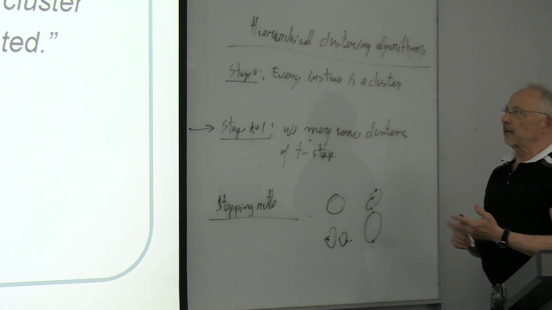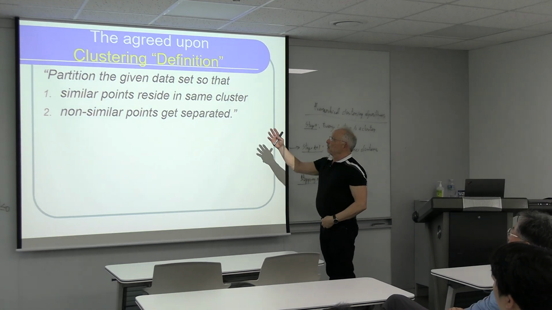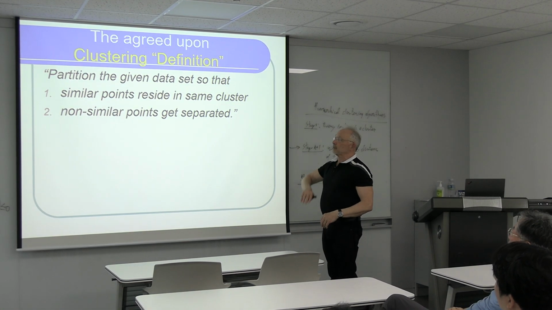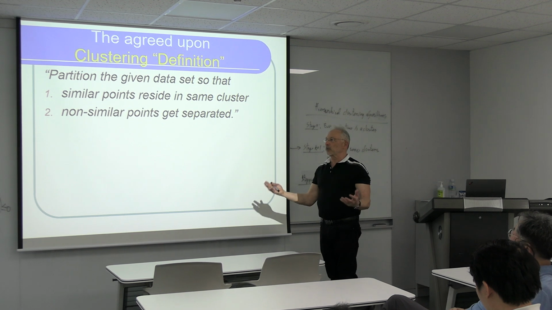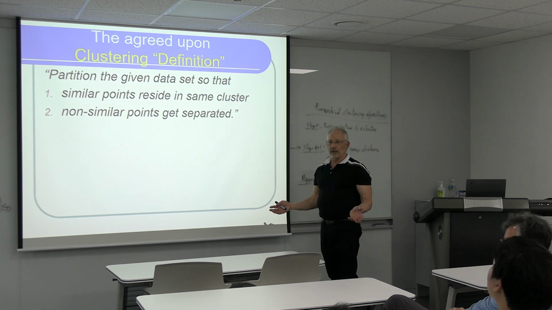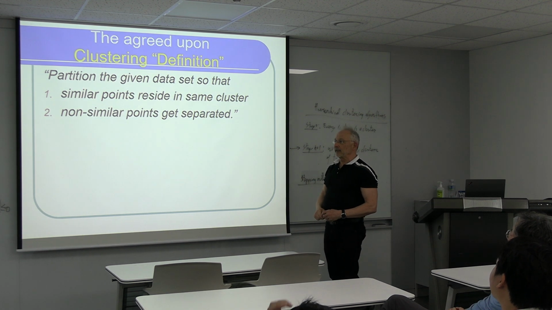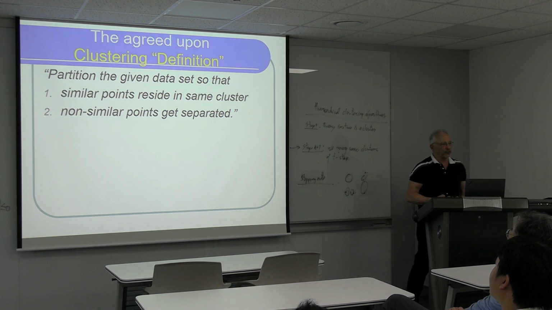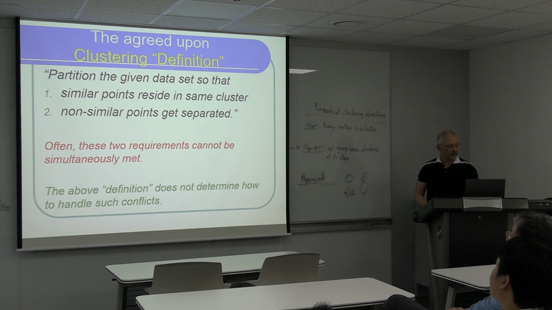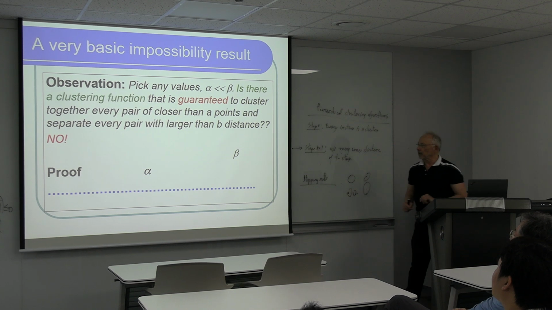We can go back to the definition. What is the definition of clustering? The definition of clustering is to partition the data set so that similar points reside in the same cluster and non-similar points get separated. That's basically what you want to get when you do clustering. But I'm claiming that those two instructions can very easily contradict each other. So here is an example where those two simple instructions are contradicting each other. Look at this situation. Assume that this is my data.